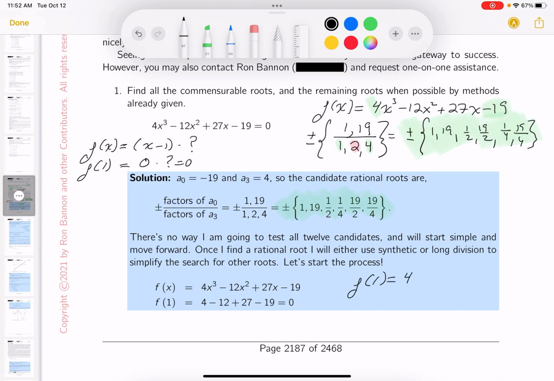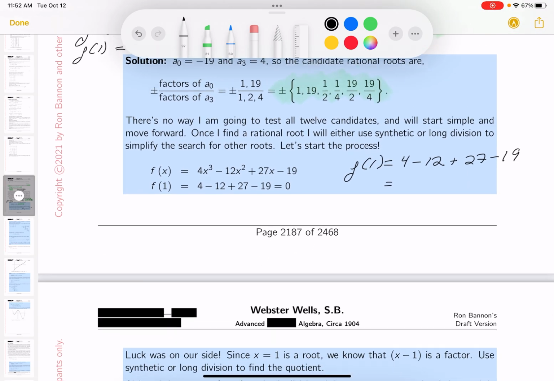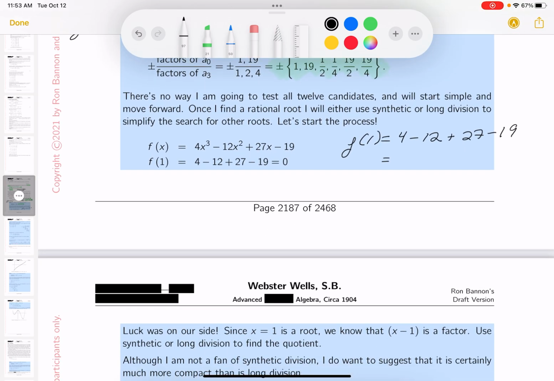4 minus 12, just plugging the 1 in, plus 27 minus 19. Now, if this doesn't work, the next thing I'll try is minus 1. Then I might go to 19, minus 19. You get the idea. I don't want to be here all day testing things out. I'm hoping I'm going to get something. What's 4 minus 12? Minus 8. What's 27 minus 19? That's plus 8.